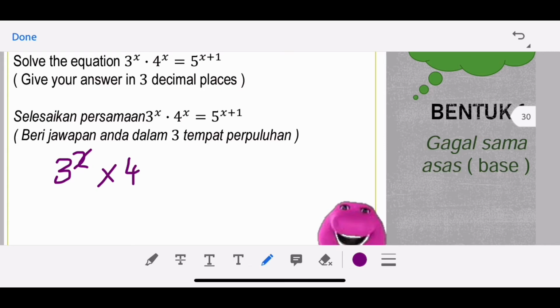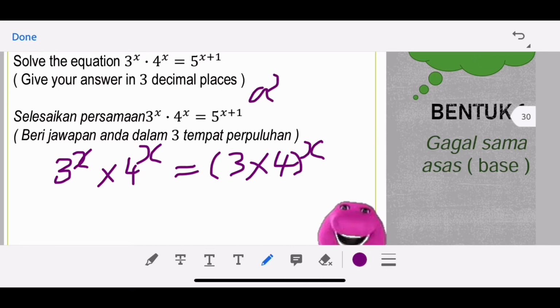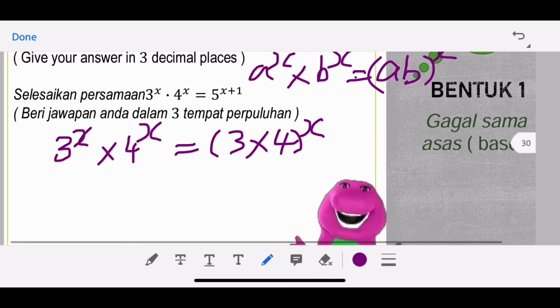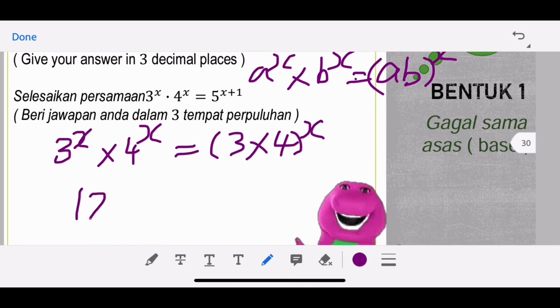Before I end, I will just discuss another one. 3^x times 4^x equal to 3 times 4^(x+1). So this one is the same power but different base. We have a law, and many students are not aware. a^x b^x equal to (ab)^x. So we have different base, same power. That is how you apply the law.